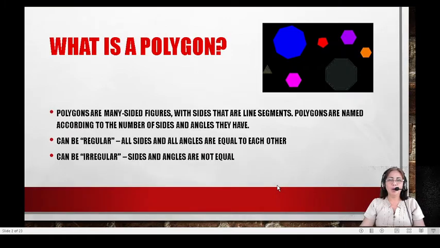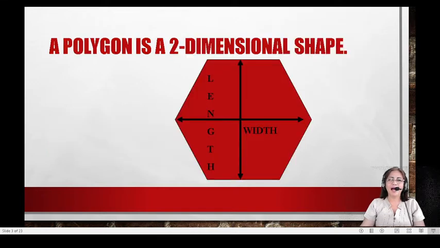Polygons. What is a polygon? Polygons are many-sided figures with sides that are line segments. Polygons are named according to the number of sides and angles they have. It can be regular, meaning all sides and all angles are equal to each other, and it can be irregular, meaning sides and angles are not equal. A polygon is a two-dimensional shape, meaning it has a length and a width. That's it, two-dimensional.